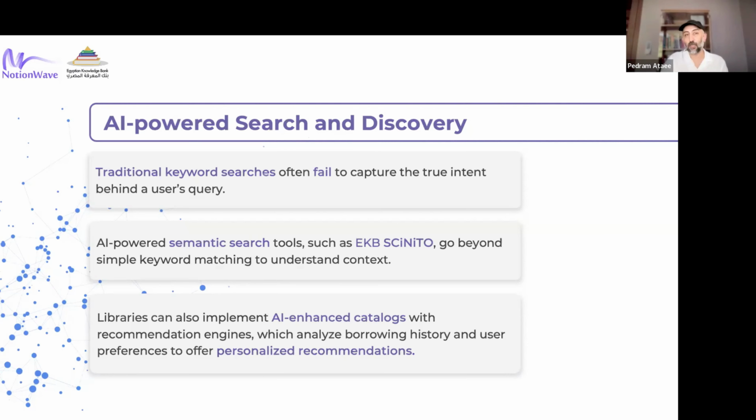You may notice that right now even Google provides an AI mode search in its own internet data. I know that in the US they released this generative search experience that helps users retrieve information based on semantic search. And this semantic search is being built into the EKB SCiNiTO solution, specifically for academic research data, which usually is not available in Google or in the internet data.